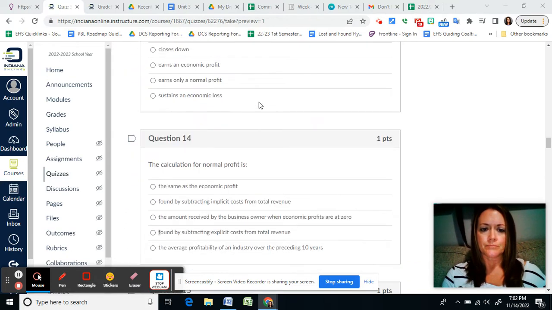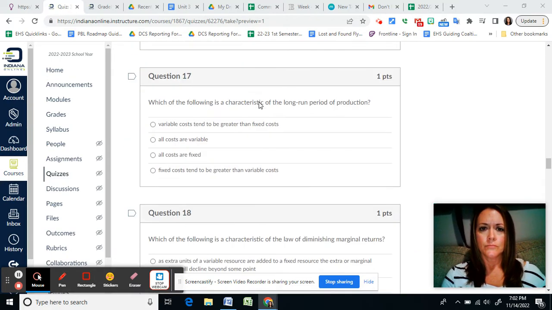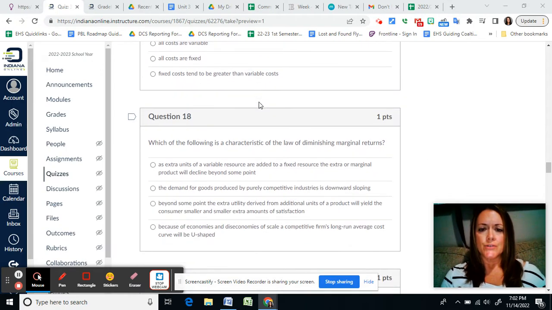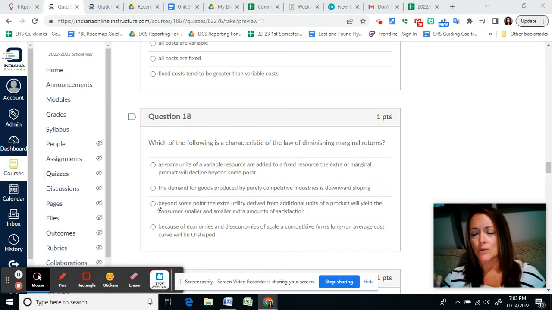Number 18. Which of the following is a characteristic of the law of diminishing marginal returns? You responded, let's see, beyond some point, the extra utility derived from additional units of a product will yield the consumer smaller and extra amounts of satisfaction. That actually describes the law of diminishing marginal utility, which we looked at in demand and supply. Diminishing marginal returns has to do with at some point adding items to your production will cause your additional production to fall. So keep that in mind. Look at those other 3. It is not this that mentions consumers. That would be the law of diminishing marginal utility.